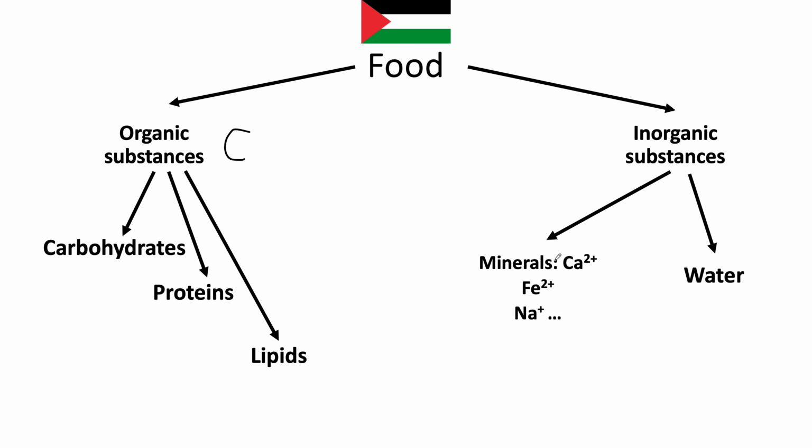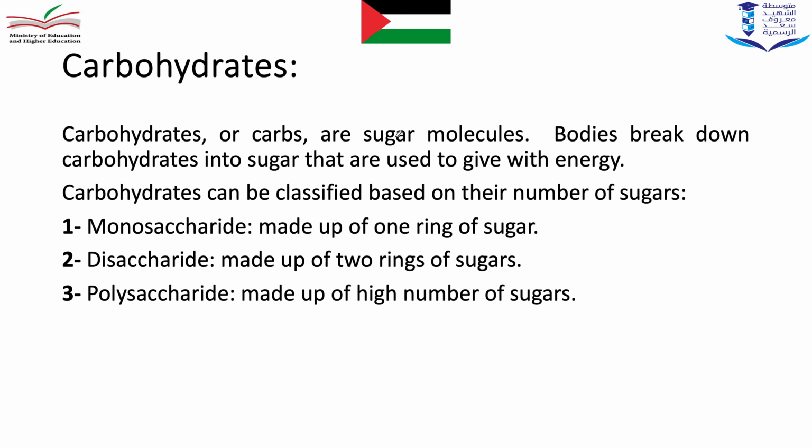The carbohydrates are organic substances. We can call them carbs. They are made up of sugar molecules. Bodies break down carbohydrates into sugars that are used to give energy. So the main role of carbohydrates is to give energy, and you have to know the carbohydrates are made up of sugar molecules. Carbohydrates can be classified based on their number of sugars.